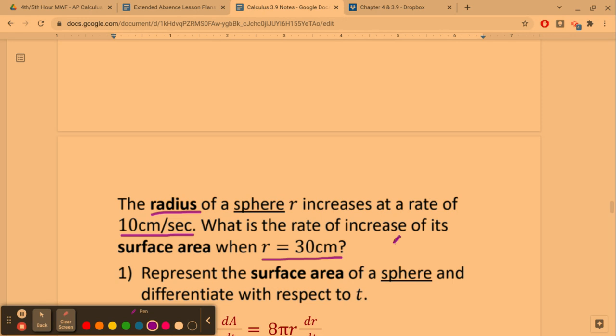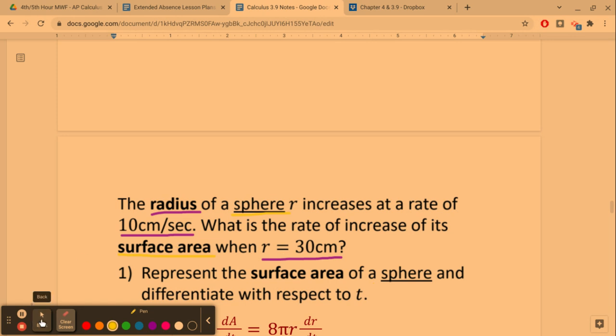So we're talking about the radius here, but we're also talking about a sphere, and we're talking about its surface area. That was a yellow highlighter-ish color. Maybe that showed up, maybe it didn't. So we have a sphere's surface area, and we have a radius that is changing at that rate and has that length. So we're going to represent the surface area of the sphere and differentiate with respect to time.